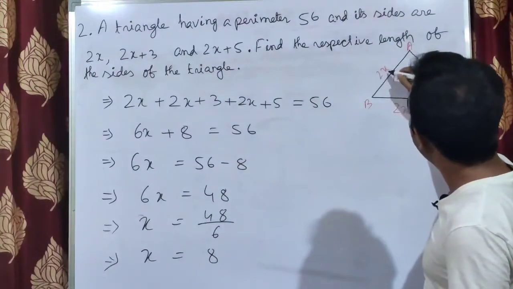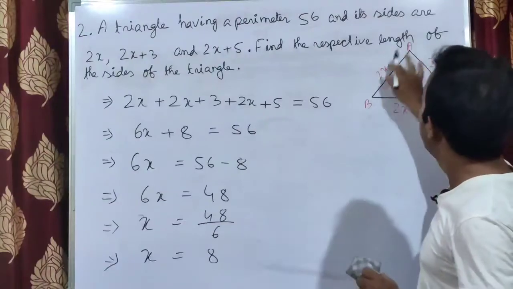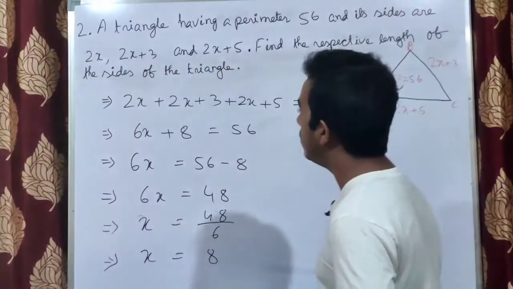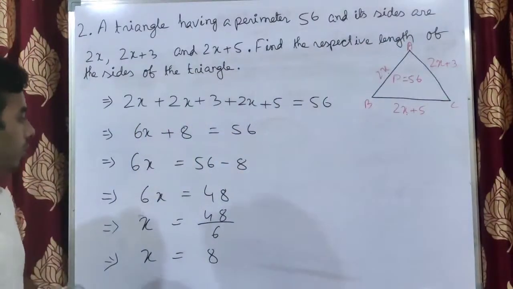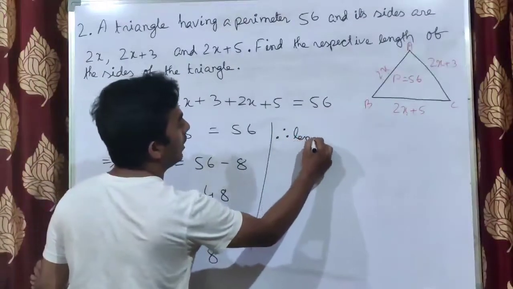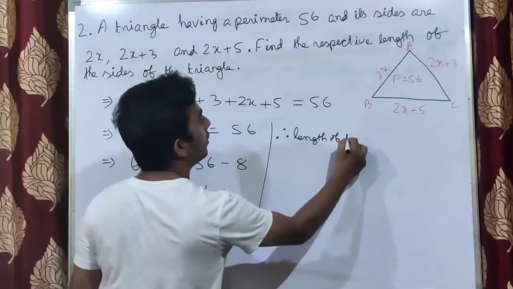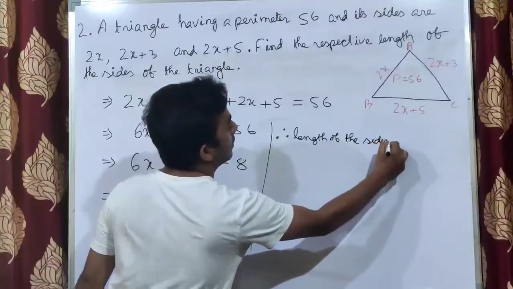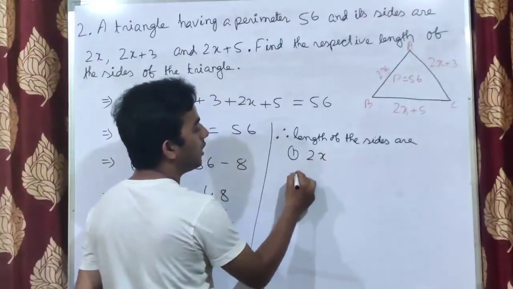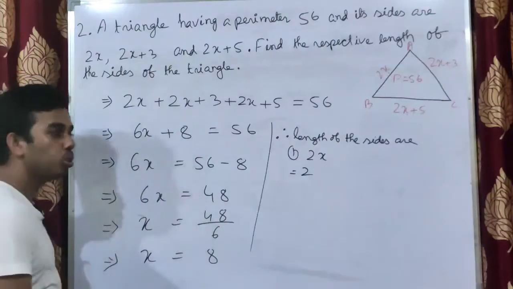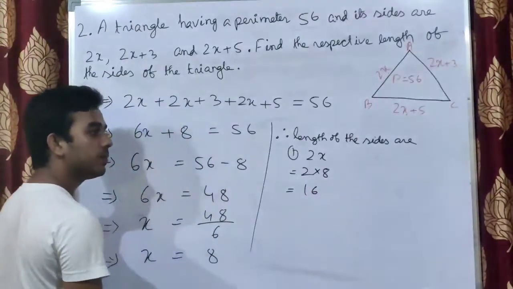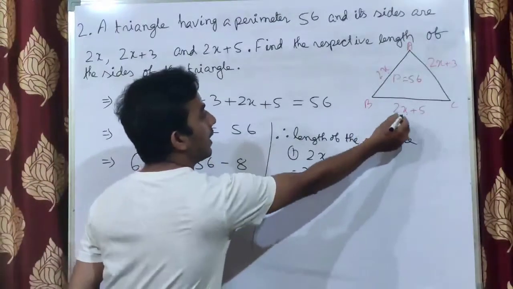So if we put the value of x, can we find the length of this side? Can we find the length of this side? Yes, we can find the length of all these sides. So now we will write, therefore, length of the sides are, okay, right? One was what? 2x equal, in place of x what we will write? 2, that is 8. So 2 into 8 is what? 16. Then second one is what?